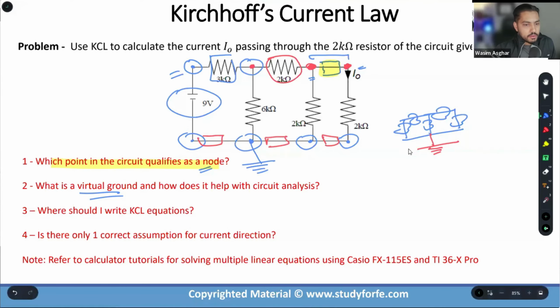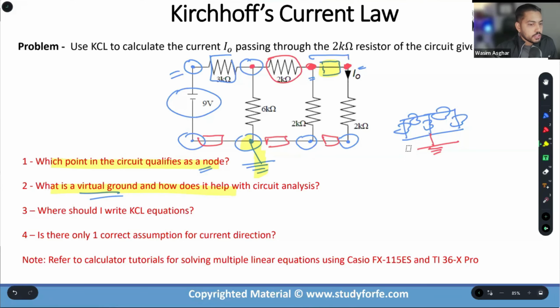It makes our calculations easier. So in the given circuit, I actually don't have a ground, but I can throw a virtual ground over here with respect to which I'm going to calculate other voltages. So it's a common node, a common reference point, which we can consider as a ground.